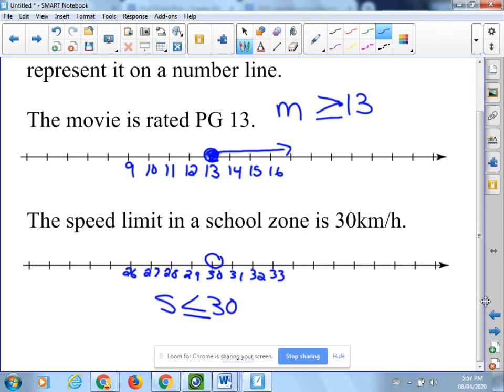Because it can equal the 30, on the 30 I would draw in a closed circle. And I know that I can't go above 30, which means that my graph is going to go in this direction. I hope all of this makes sense to you.